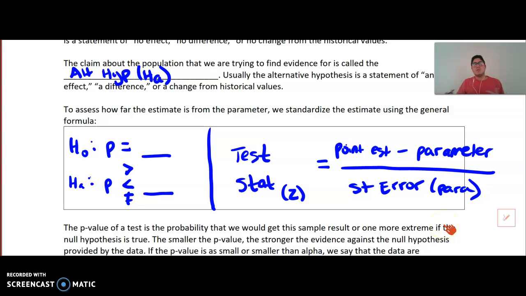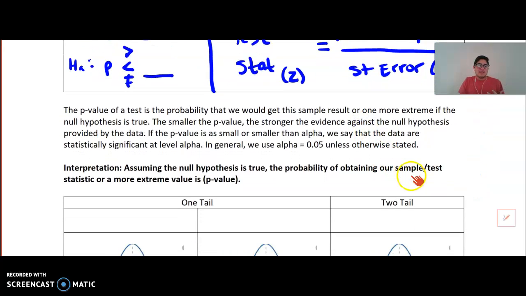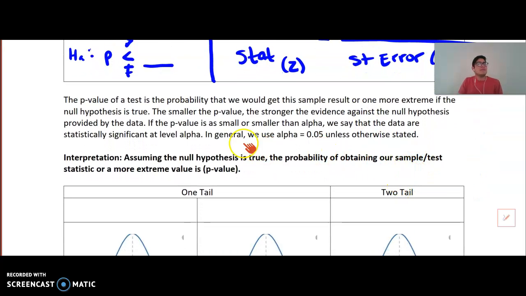We assume that the population proportion is this just based on historical context, but we might believe that it's different, it's less than, it's greater than, or it's not equal to. And so the way we find that is we take a sample and we calculate the sample proportion there, and then we standardize. So assuming the null hypothesis is true, we can create this distribution here, or a picture of this distribution, and try to see how likely our outcome is. Now, the way we talk about how likely it is called the p-value. And the p-value of a test is the probability that we would get this sample, or one more extreme, if the null hypothesis is true.